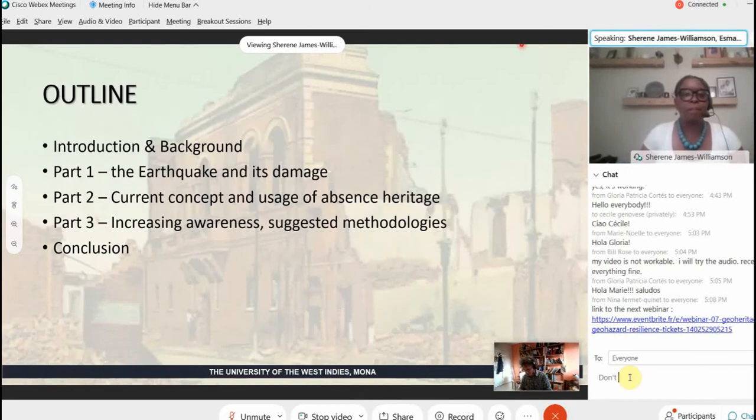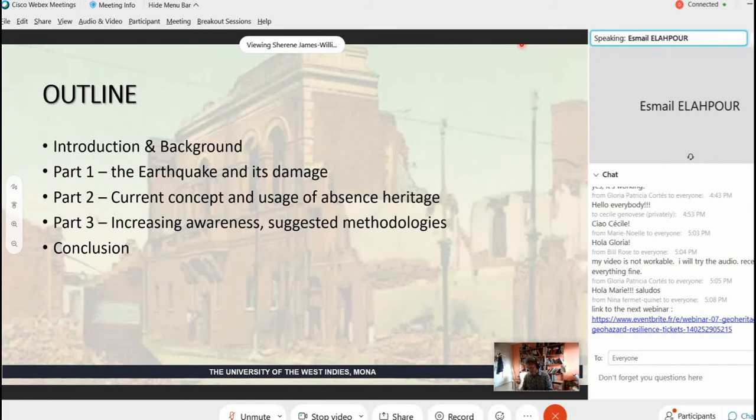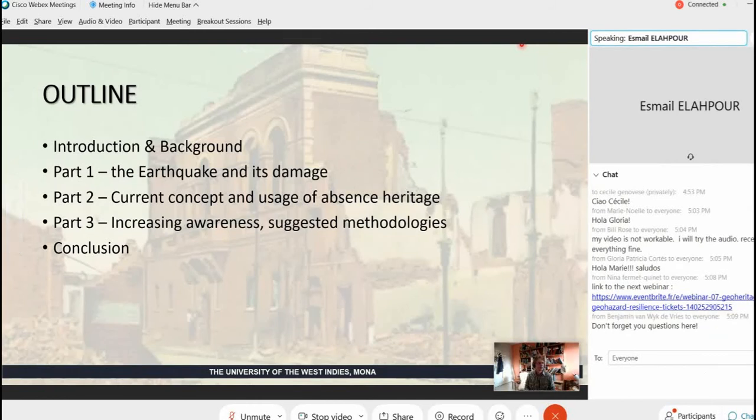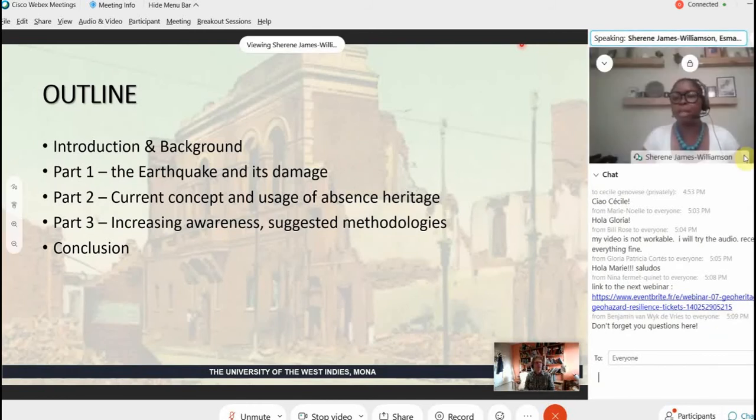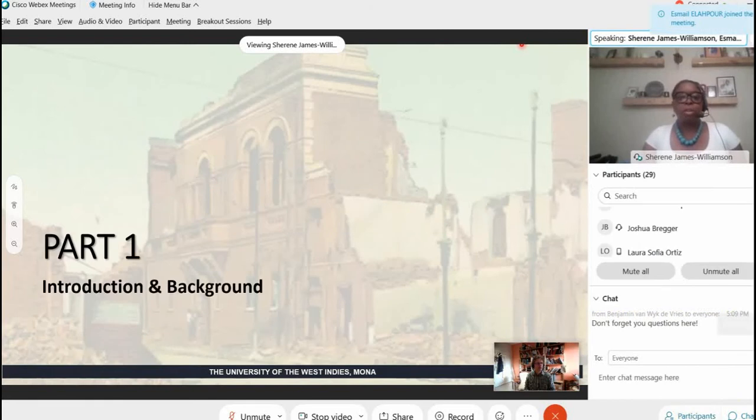So this presentation, I'll have a little background. I'm going to take this in three parts. The first one is about the earthquake itself and the damage that occurred. The second part is the current concepts and the usage of absence heritage. And the third part is about increasing awareness and some suggested methodologies.